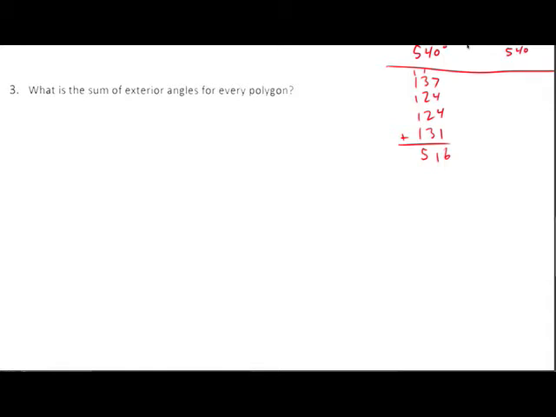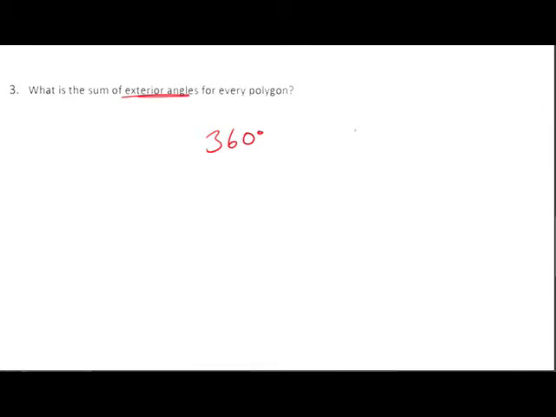Okay, what is the sum of exterior angles for every polygon? So let's erase the work from this last problem, not to be confused with this one. The sum of exterior angles for every polygon, if I look at them, it's always going to be 360 degrees, no matter how many sides the polygon has.